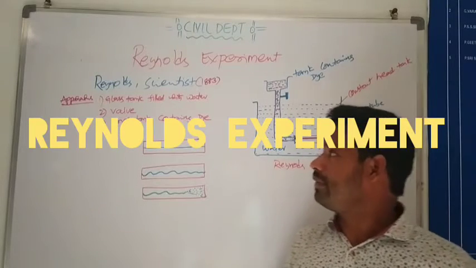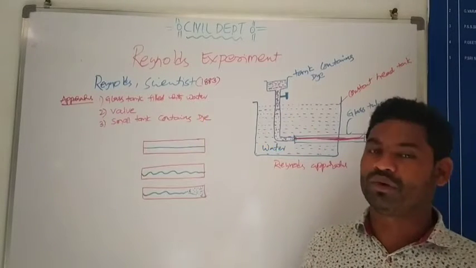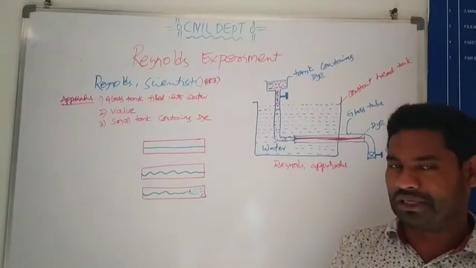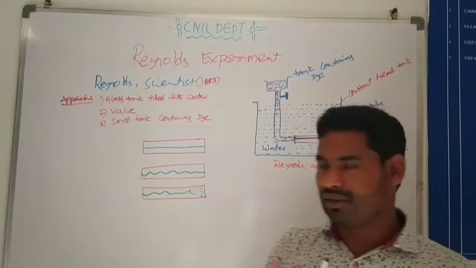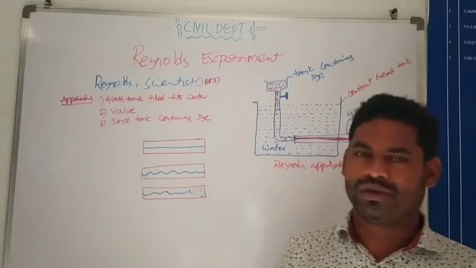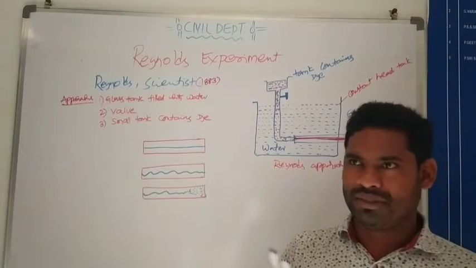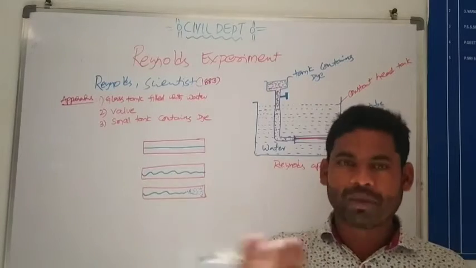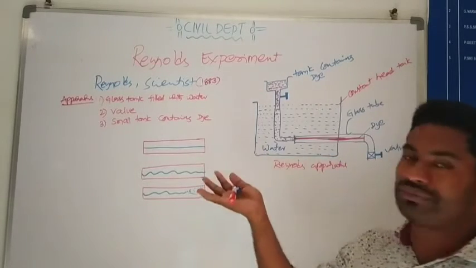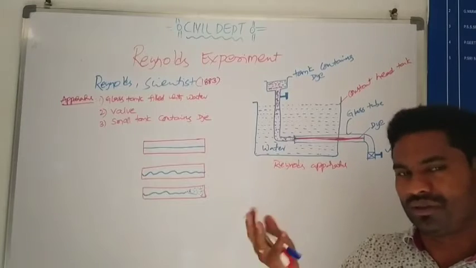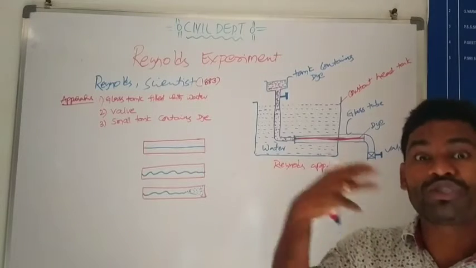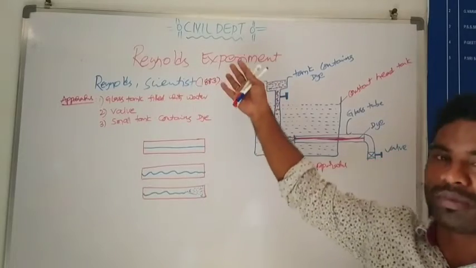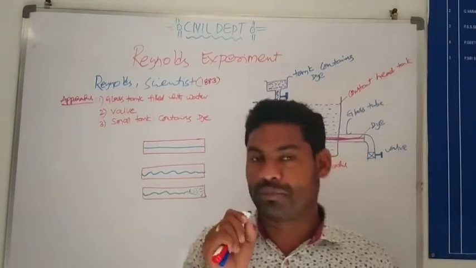Okay, so good morning. Today I am going to explain the next topic in the second unit, Reynolds experiment. It is very important, and it is a very interesting topic also. Wherever you go, if you see the Godavari river or maybe a pipeline, you can see this type of experiment visibly. The topic name is Reynolds experiment.